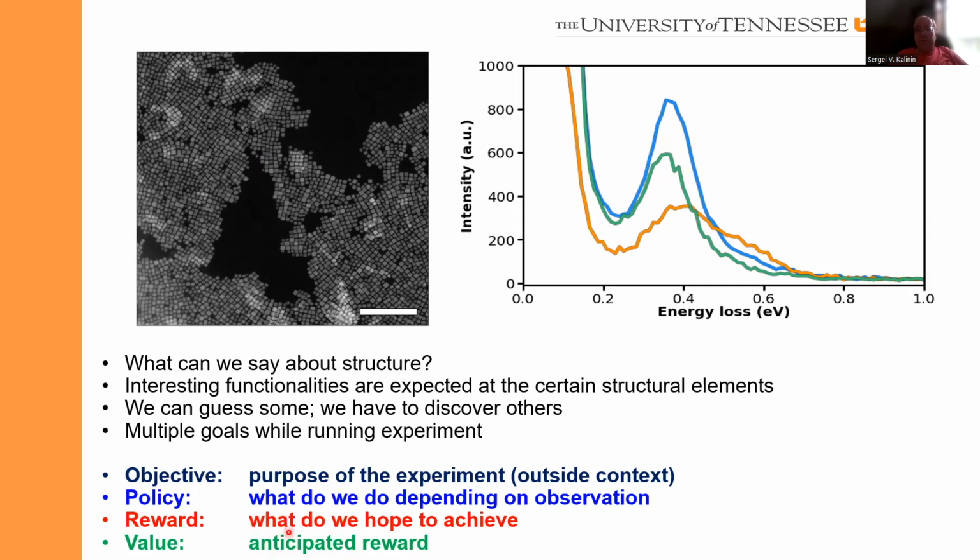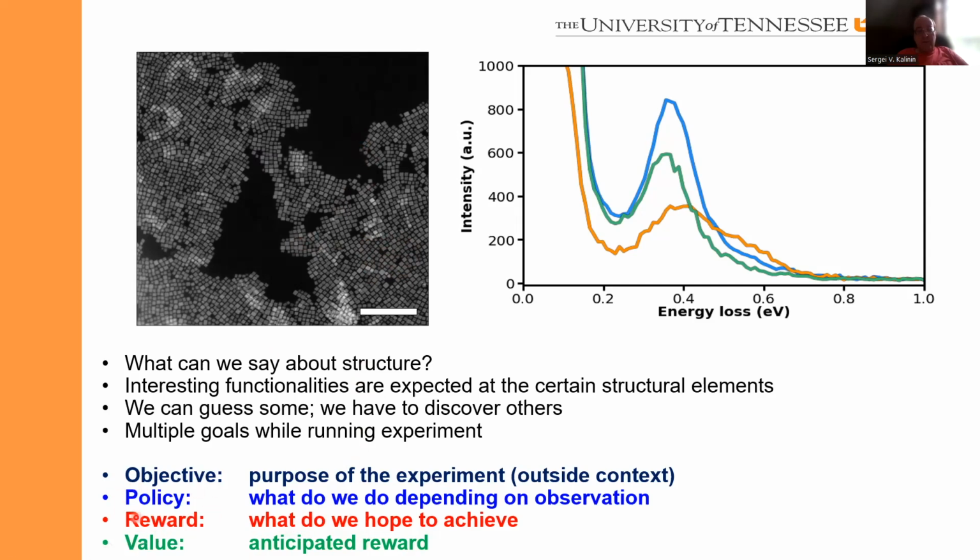So one word is the value. Value is essentially an anticipated reward. The thing is that we don't necessarily know the reward at each step. Sometimes the reward is available only at the end of the experiment. So if the reward is available only at the end of the experiment, then we need to somehow plan our experimental activity. For example, I want to do measurements here, then here, then here. And the way I do that is by ascribing a value for each individual step.